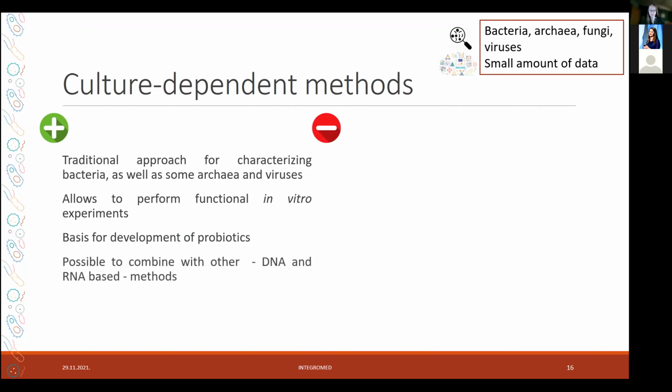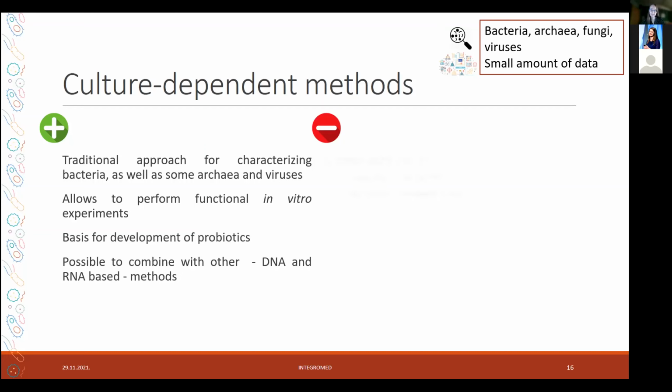an in vitro environment. And it's also possible to combine this method with others, for example, with DNA and RNA-based methods. So we can try to grow these bacteria or other microorganisms using this method, and afterwards we can sample them, extract the DNA or RNA, sequence, and use some of the methods that we will talk more about in the next slide.